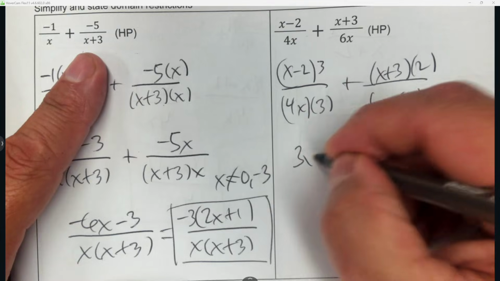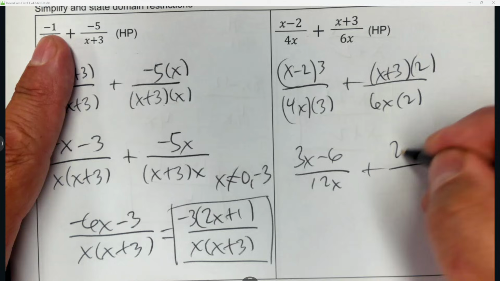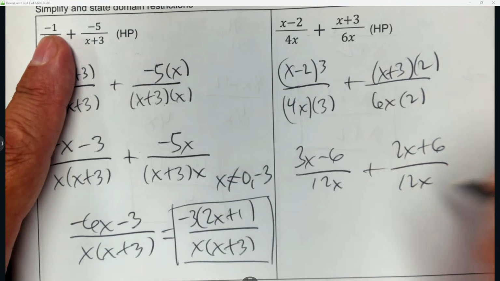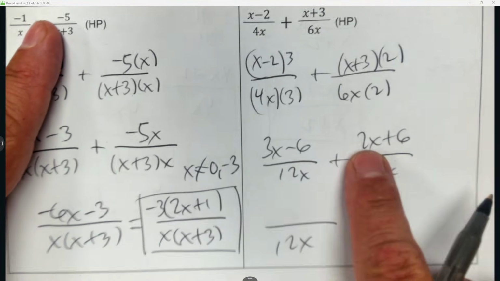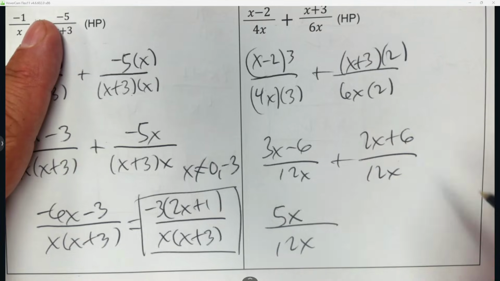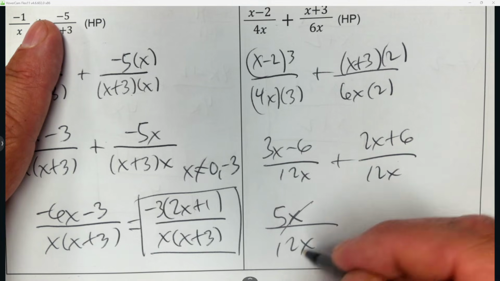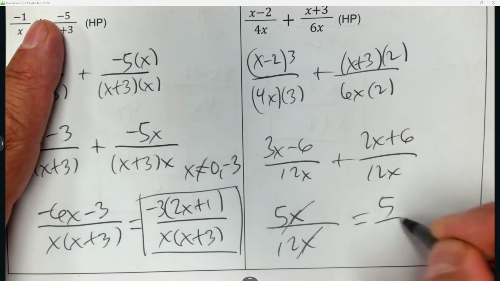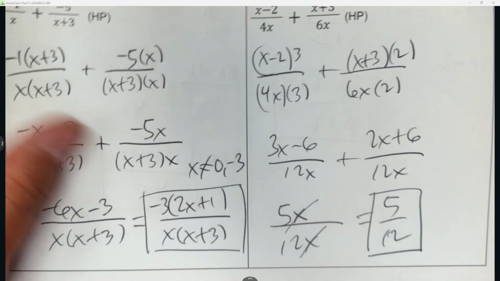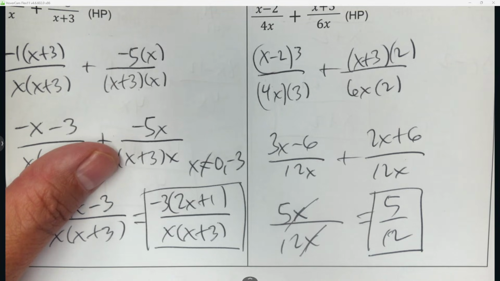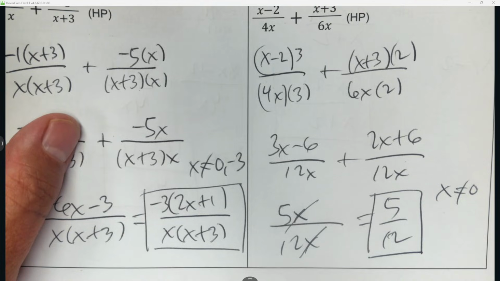So we have 3x minus 6 over 12x. We have 2x plus 6 over 12x. So we have one denominator for our answer. 3 plus 2 is 5x. Negative 6 plus 6 is 0. Notice here the x's cross out and you're left with your answer. And what x cannot be here is 0, before you crossed it out.